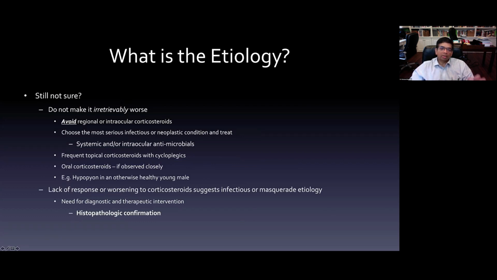So you don't want to make something worse irretrievably when you're not sure of the cause. So you want to avoid regional or intraocular corticosteroids and choose the most serious infectious or neoplastic condition and treat that first. Systemic antimicrobials never hurt anybody. Intraocular antimicrobials, if you're concerned that it may be a viral retinitis, for example, intravitreal ganciclovir can be safely given even at high doses. And then frequent topical corticosteroids, and then look for the response. I would avoid oral corticosteroids early on as well.